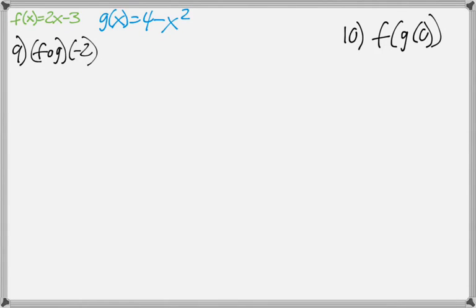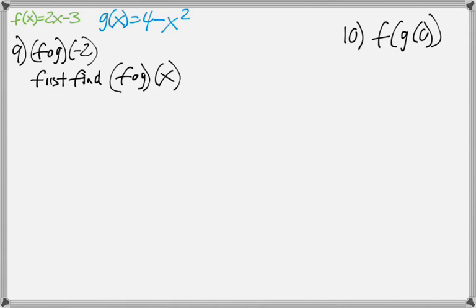Number 9 and 10, they want us to use these two functions to evaluate f∘g of -2 and f composed with g of 0. So our first step is to actually find just the generic f∘g of x. So I want to first find f composed with g of x.